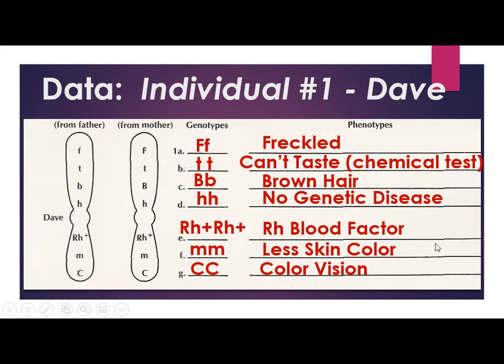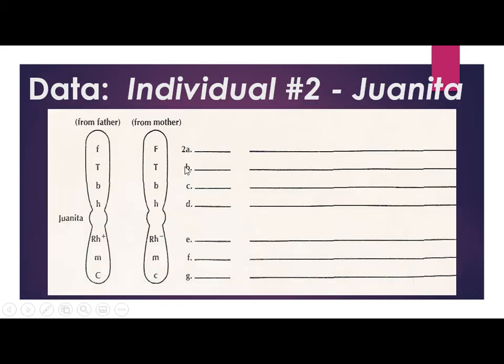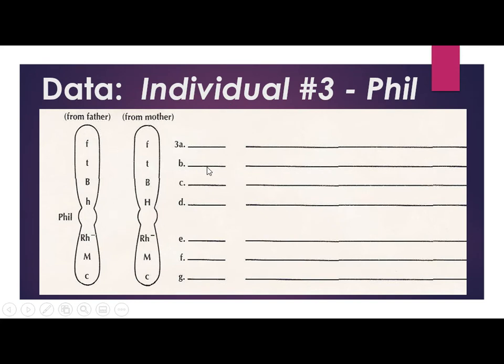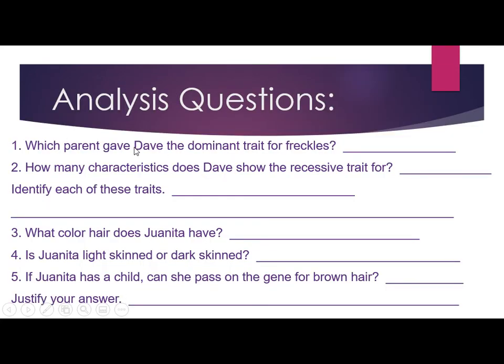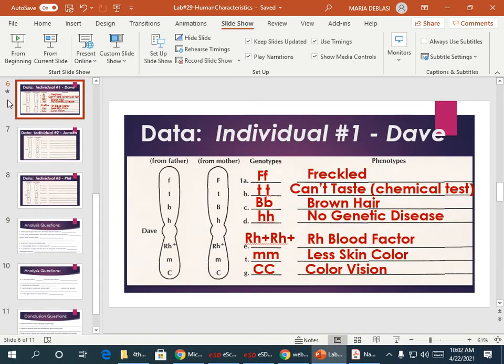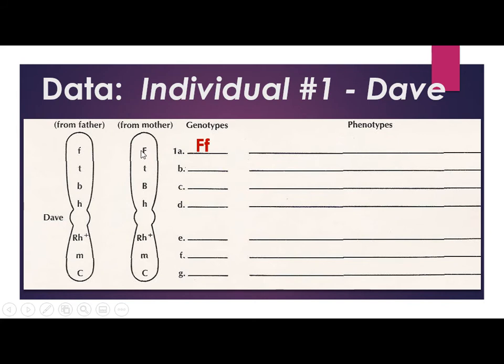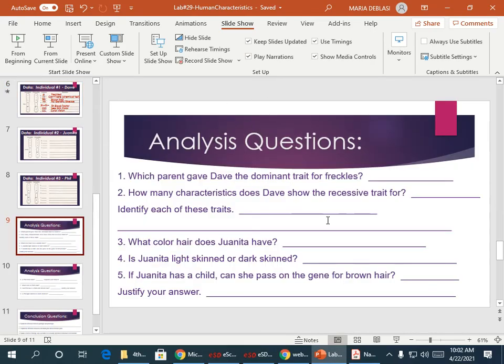Okay, so here's the data for Dave, individual number 1. The genotypes are the letters, the actual genetics. The phenotype is what you see, the physical traits. So genotypes, G for genetic, phenotype, P for physical trait. Okay, so you're going to go ahead and do the same for Juanita and Phil. And then there's questions. So for example, which parent gave Dave the dominant trait for freckles? You have to go back to Dave, which we just did. Which parent gave him that dominant trait? Here's the capital F that came from the mother. So you would just go down here and write it came from his mom.